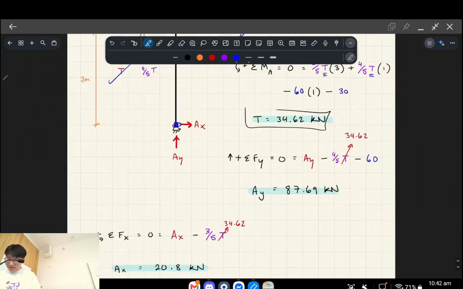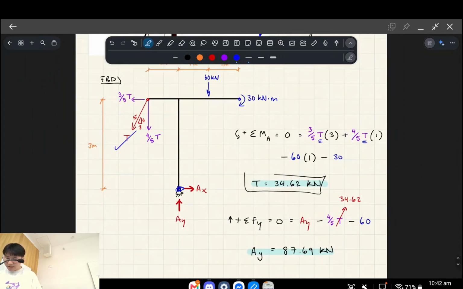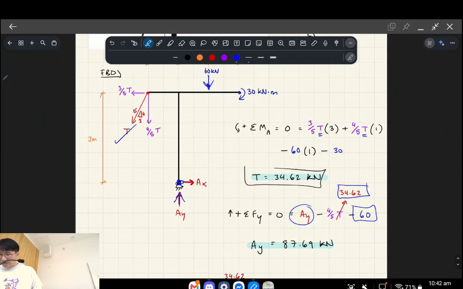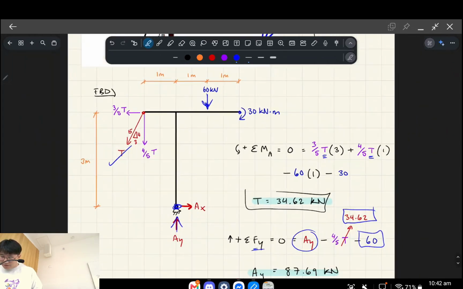Now we're going to consider the force equilibrium in the y and the x direction. So in terms of y, we've got AY, which is the unknown reaction. We've got the vertical component of the tension force, which is pointing down, and we've worked out T now, so we're allowed to solve it. And we're going to subtract 60, which is the point load going down. And for our force equilibrium, we actually completely ignore the point moments. That's the other thing to note.